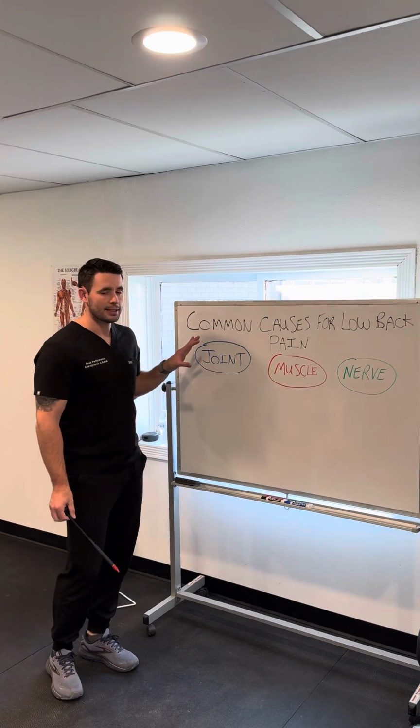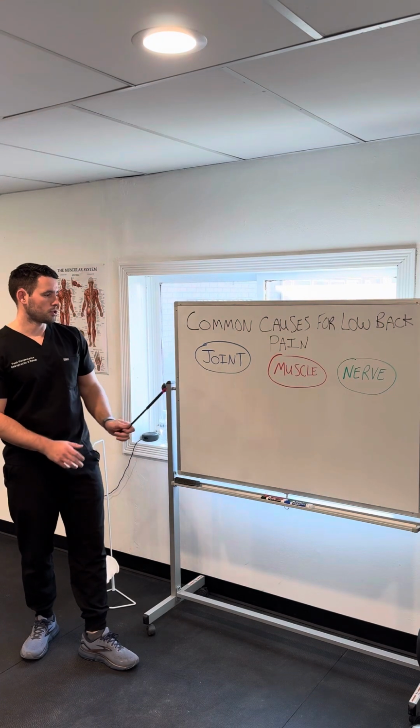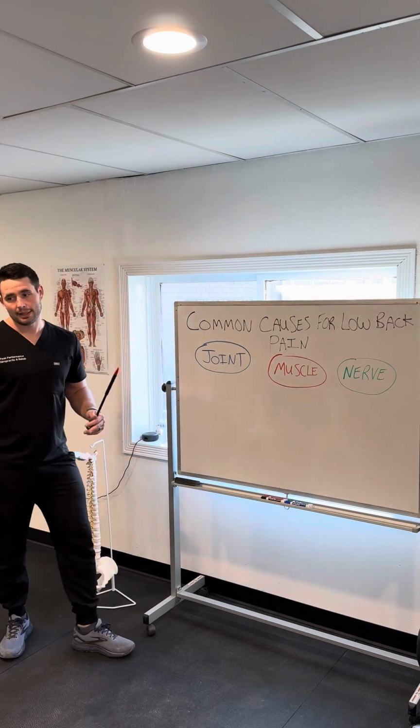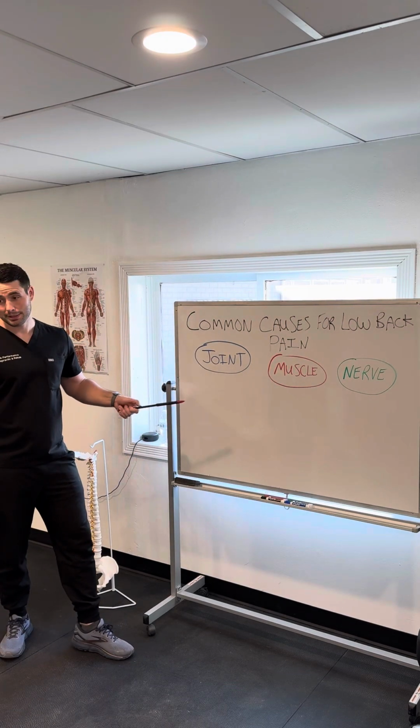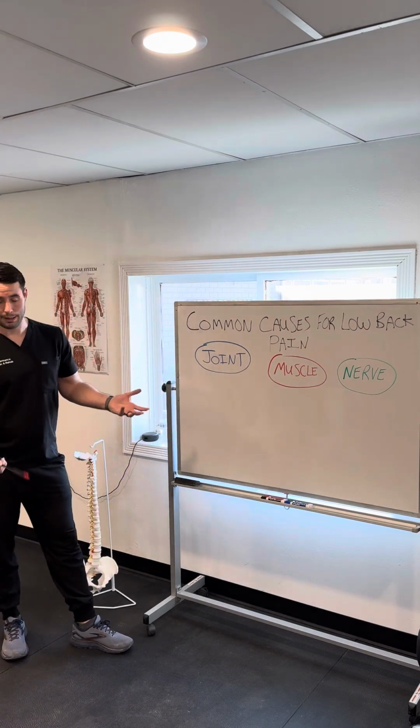All right. Now I like to break this down into 3 different categories. We start first with joint, and then we'll talk about muscle and nerve. And when we have pain, it doesn't mean you only have one of these. Sometimes it's the case, and sometimes these will overlap. So we'll start with the common cause for joints.